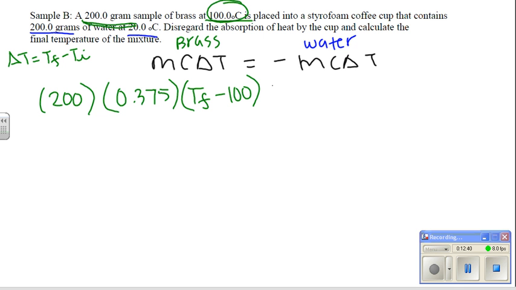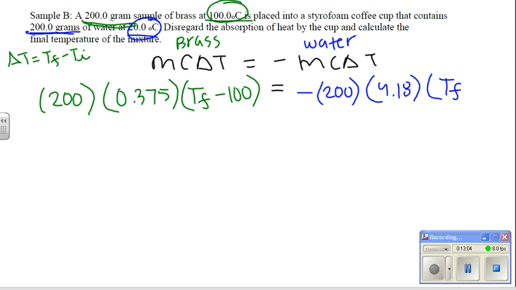Okay, this is equal to negative. Now don't forget this negative, it's very important. The mass of the water is 200, right here. Okay. The specific heat of water is 4.18. And the change in temperature, again, I only have one temperature, which is my initial. So I'll put TF minus 20.